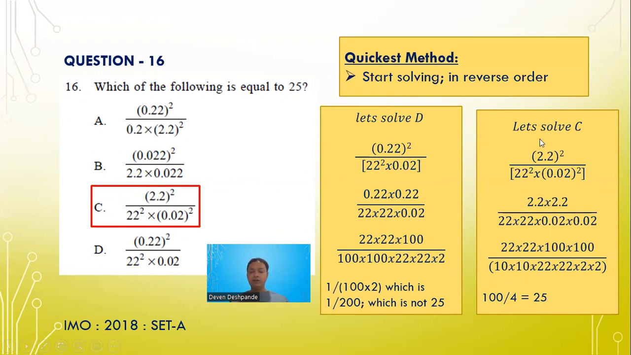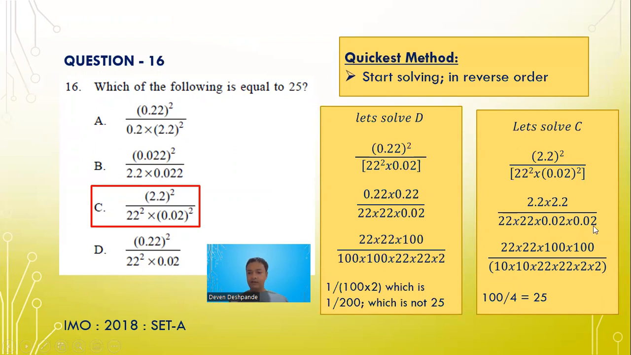Start solving C, 2.2 square upon 22 square into 0.02 square. What is 2.2 square? 2.2 into 2.2. 22 square is 22 into 22 and 0.02 square is 0.02 into 0.02. Okay, start replacing. 2.2 is 22 upon 10. So 22 upon 10, 22 upon 10 and 22 into 22, and 0.02 is 2 upon 100. So 2 upon 100, 2 upon 100.